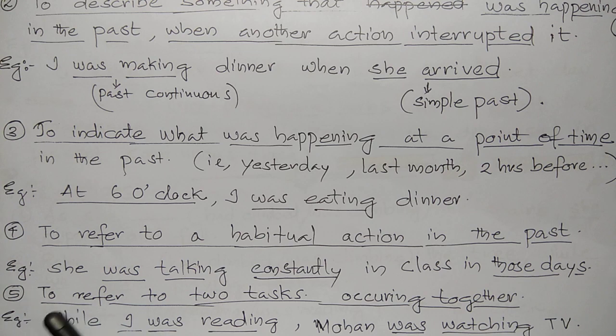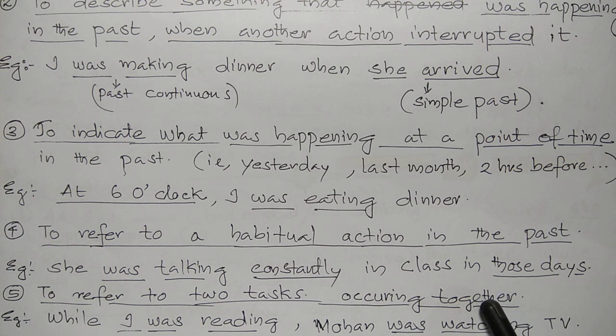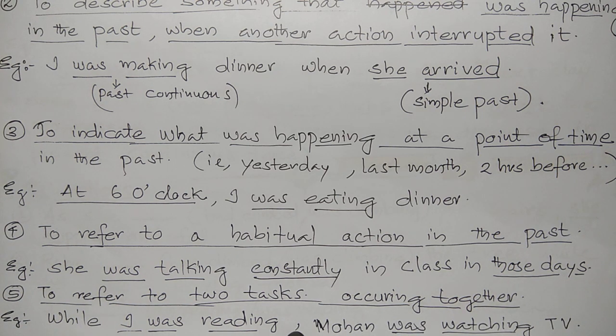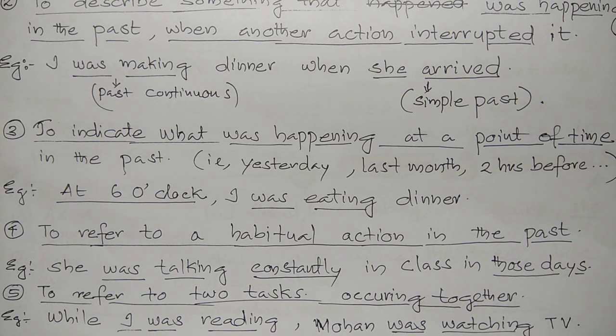Fifth one, to refer to two tasks occurring together. So two progressive actions are happening at the same time, that means simultaneously. There also we use past continuous tense. See the example. While I was reading, Mohan was watching TV. Both are progressive in nature and both are in past continuous tense. I was reading, Mohan was watching.